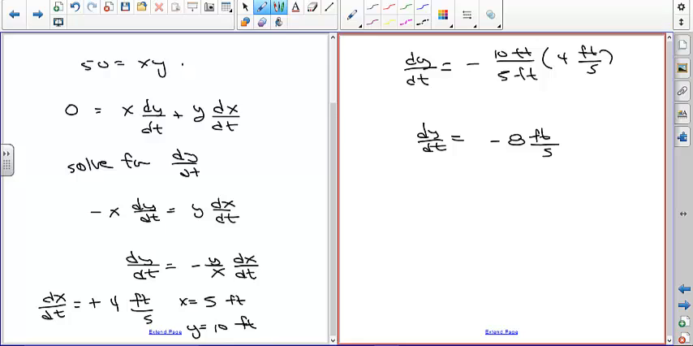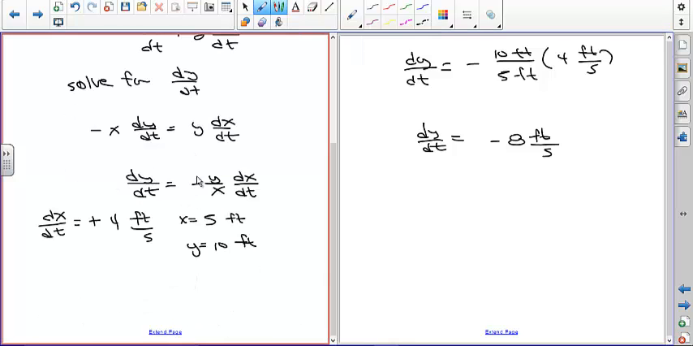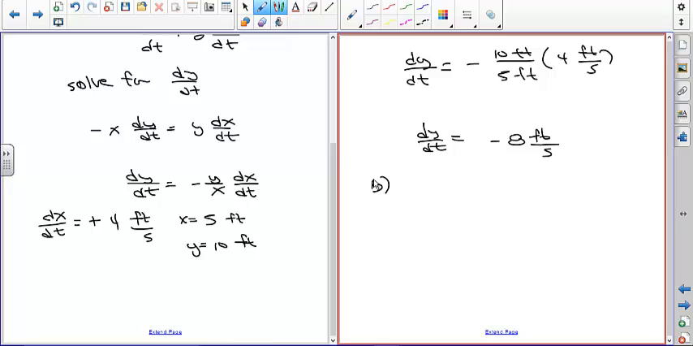The second part is how fast is the length of her shadow changing when she reaches the wall? So you look at the same relationship. So part B, what changes is y is going to be the same height as the person, so it's going to be 5 feet, and x is going to be equal to 10 feet. And they're still going to be walking the same speed. They're going to run right into the wall. So dx dt is going to be equal to 4 feet per second until they actually hit the wall.